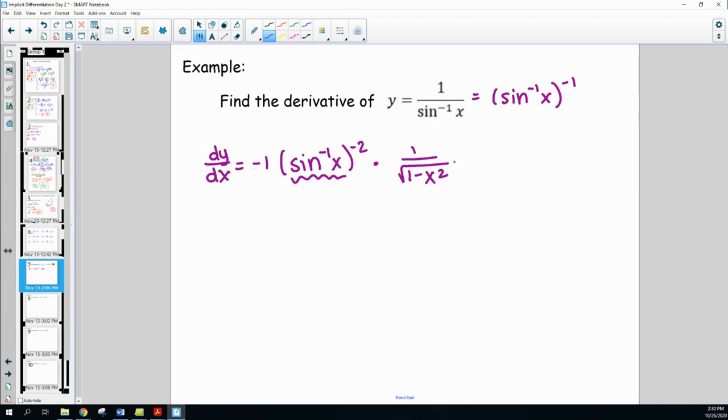So again, we proved that with the triangles, or you can go back to the previous slide and look to see what the derivative of inverse sine is. The derivative of x is just 1, so that's why we have a 1 on the top. So if I smush it all together, I get negative 1 over, since this is to the negative 2, I'm just going to put it back in the bottom. So I'm going to say this is inverse sine of x squared times the square root of 1 minus x squared.